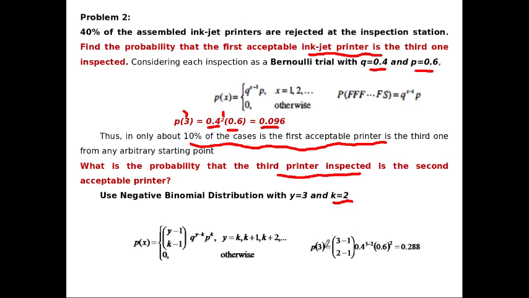Therefore, P of 3 for the third inspected printer equals 3 minus 1 combination 2 minus 1, 0.4 raised to 3 minus 2 and 0.6 raised to 2. Here 2 is the value of k, and 3 minus 2 is nothing but y minus k. After evaluating the equation, we get the final value as 0.288. So, this is the probability that the third printer inspected is the second acceptable printer. Thank you.